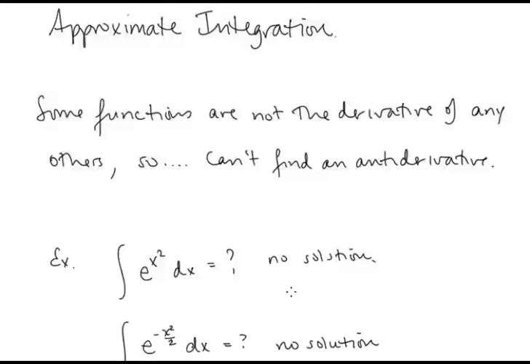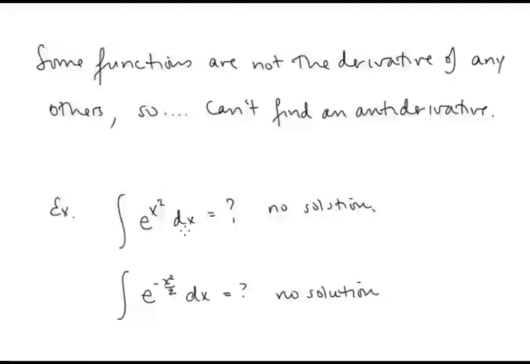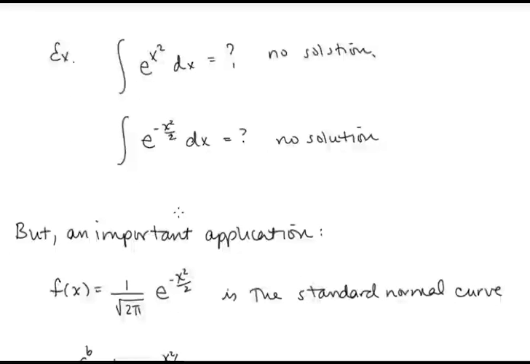For example, when we look at the integral of e to the x squared, it is not the derivative of any other function, so we can't continue from here. Same thing is true for e to the negative x squared over 2. But this function in particular, e to the negative x squared over 2, is important for us.